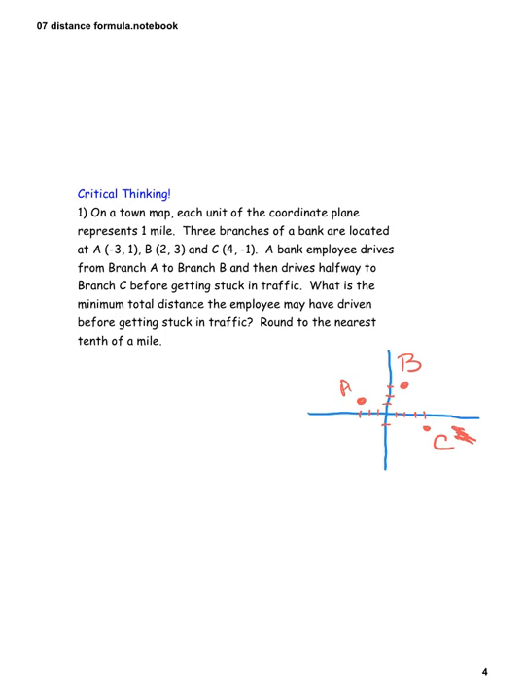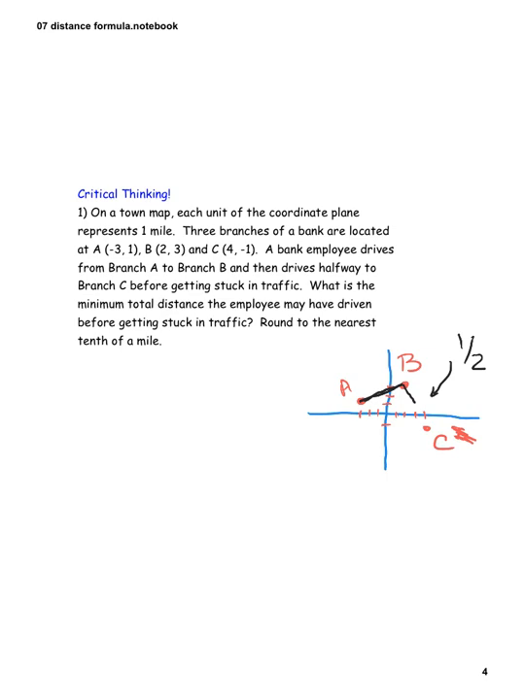It says a bank employee, so we're going to think of where they're driving, drives from branch A to branch B. So they're going from here to here. So they're going from A to B. And then drives halfway to branch C before getting stuck in traffic. So we're going to go halfway. Half. And then it says, what is the total minimum distance?